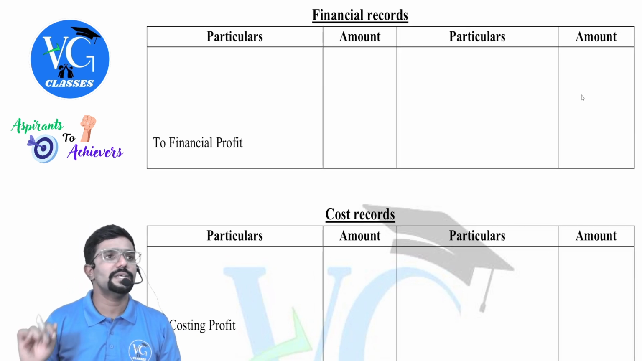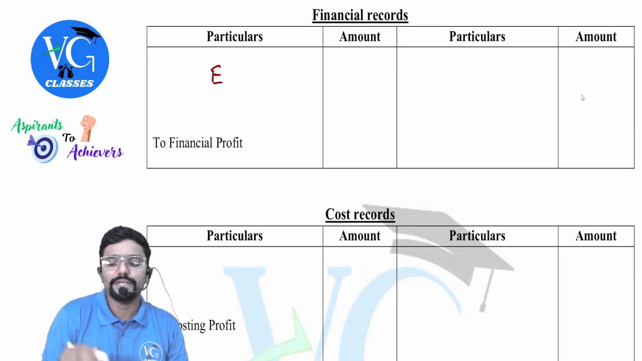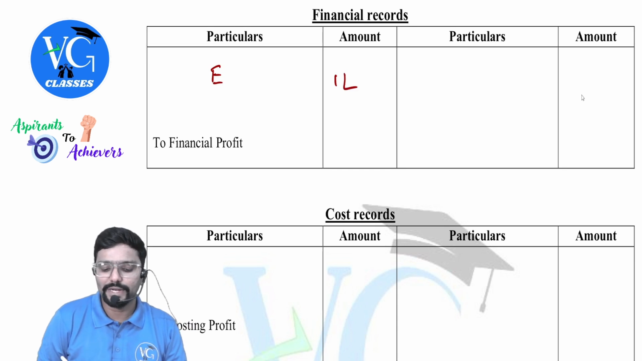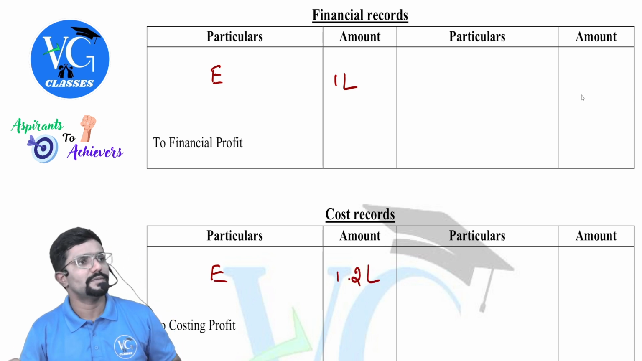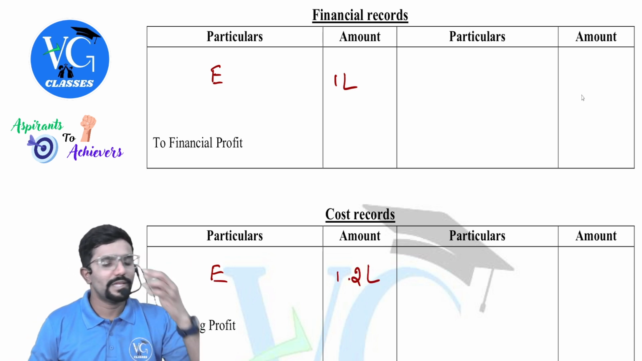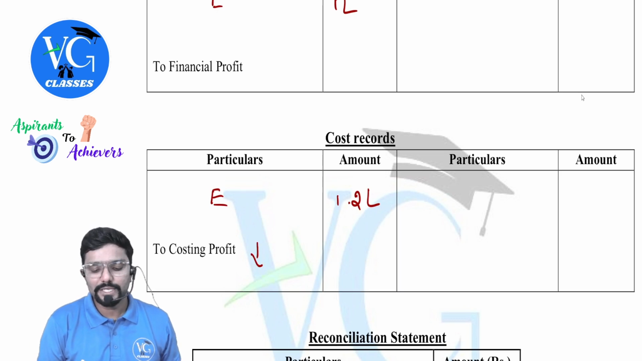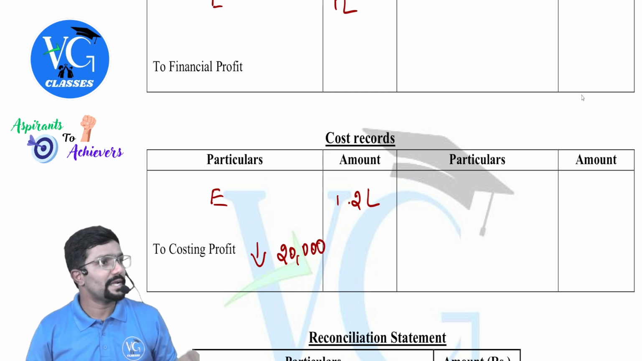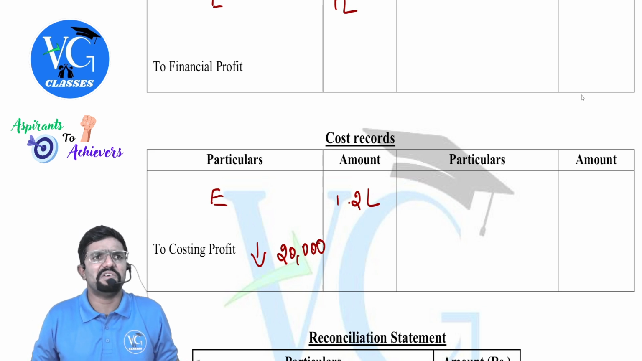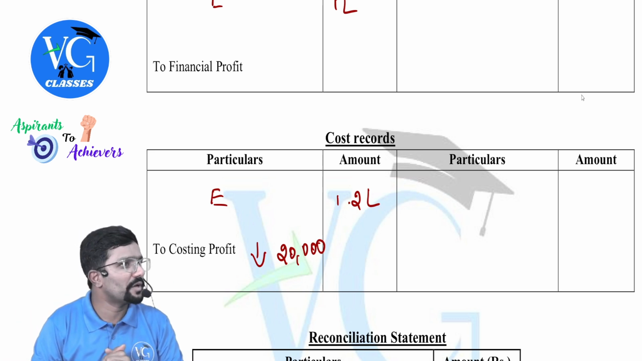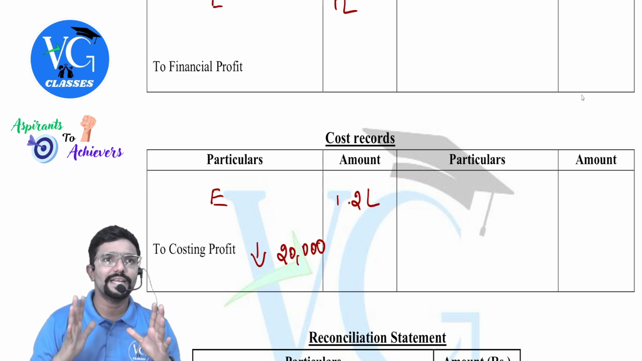Pay attention. Sir, one expense I have recorded in financial records as 1 lakh, whereas in cost books I have recorded 1.2 lakhs. That means excess. My costing profit has come down by excess of how much? 20,000. Correct? It has come down by an excess of 20,000 because I have over recorded. Maybe I can call it over absorbed in cost. Clear?